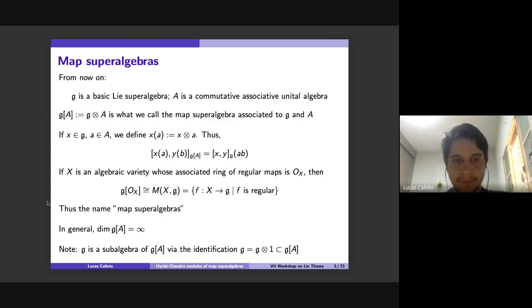If you look at the definition, it's quite clear that the dimension of this map superalgebra gA is in general infinite, because in general A is going to be an infinite dimensional vector space. That's the reason I said in the beginning that we're going to study representations of infinite dimensional Lie superalgebras. Another observation that we're going to use is that g itself can be viewed as a subalgebra of gA. It's quite simple: we just identify g with g tensor 1 in this tensor product here.